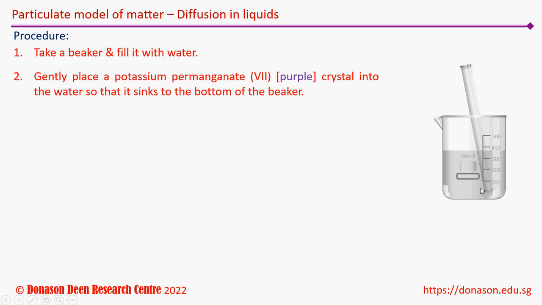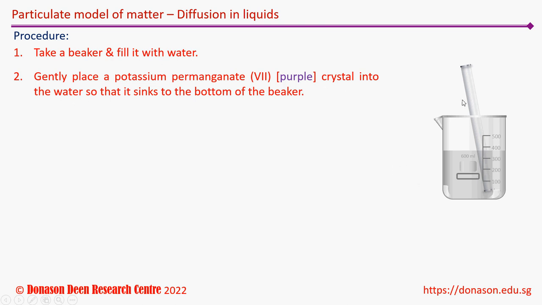It will color the water, and any place where the purple coloration spreads, we know that it is due to the potassium permanganate. And the second reason is that potassium permanganate(VII) crystal is also soluble in water. So we're going to place the potassium permanganate(VII) crystals into the water.